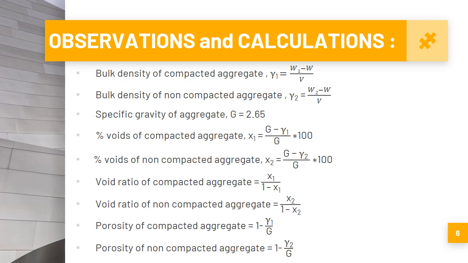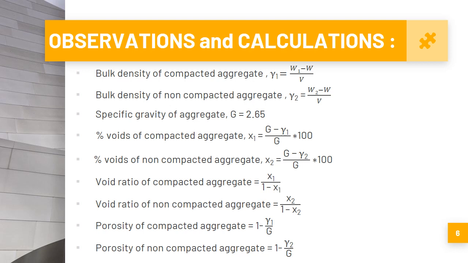Percentage voids of the compacted aggregate and the non-compacted aggregate are to be calculated for the calculation of void ratio. So the percentage voids of compacted aggregate is given by x1, which is equal to (G minus gamma 1) by G into 100. Similarly, percentage voids of non-compacted aggregate is given by x2, which is equal to (G minus gamma 2) by G into 100.